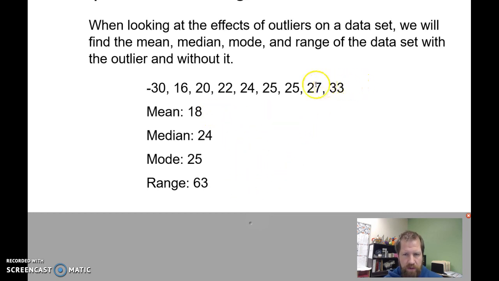If this is my data set, my outlier should be pretty obvious as this negative 30. It's very different than all these positive values between 33 and 16. I have already calculated the mean, median, mode, and range for this data set. The mean was 18, the median, my middle number, is 24, the mode is 25, which is the only one that appears twice. And then my range from negative 30 to positive 33 is 63.